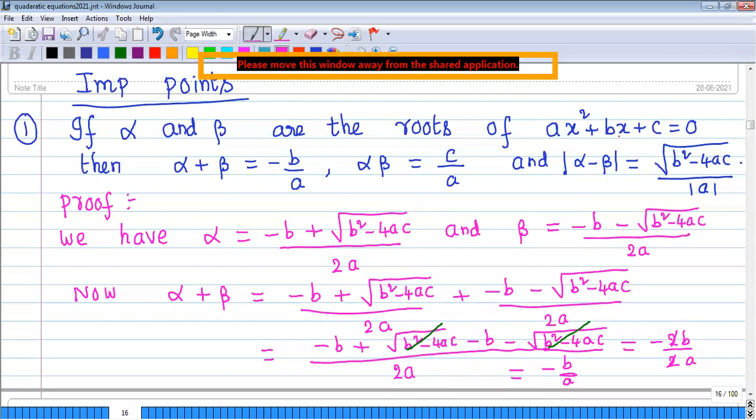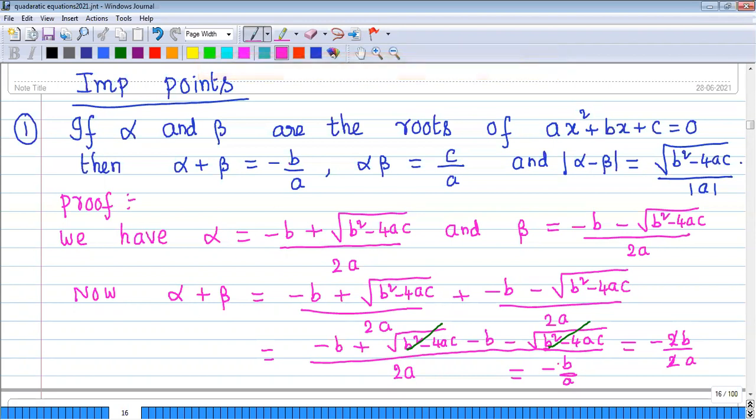B stands for the coefficient of x, and a stands for the coefficient of x square. Negative coefficient of x by coefficient of x square gives us the sum of the roots of the given quadratic equation. It has been formulated: alpha plus beta is equal to minus b upon a. Shall I move to the next page?